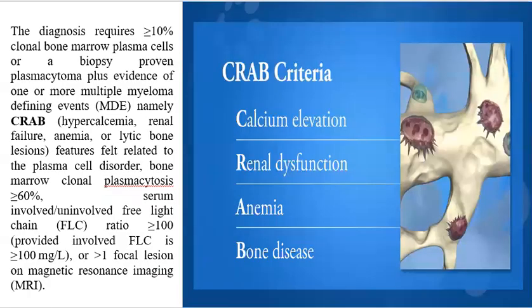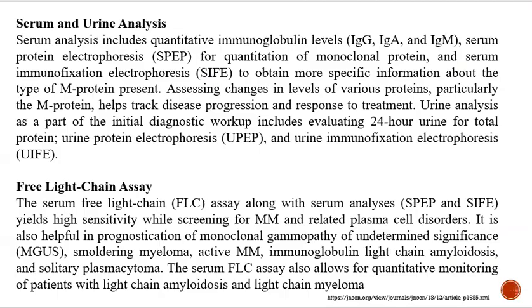The diagnosis requires 10% clonal bone marrow plasma cells or biopsy-proven plasmacytoma, plus evidence of one or more multiple myeloma defining events, namely CRAB. CRAB includes hypercalcemia, renal failure, anemia, or lytic bone lesions that are related to the plasma cell disorder; bone marrow clonal plasmacytosis more than 60%; serum involved to uninvolved light chain ratio more than 100; or more than one focal lesion on magnetic resonance imaging.